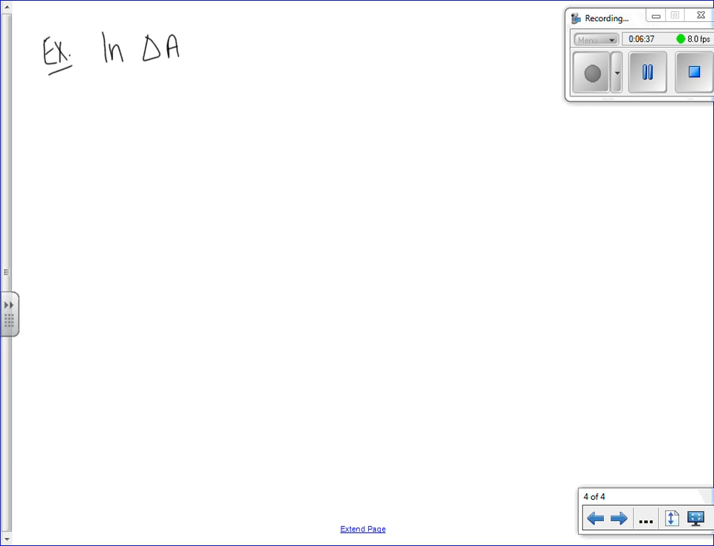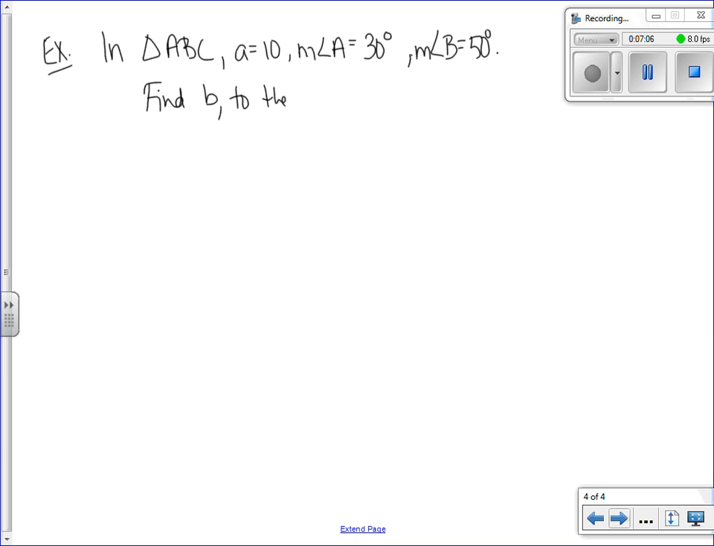In triangle ABC, we'll say a is equal to 10. The measure of angle A is equal to 30 degrees. And the measure of angle B is equal to 50 degrees. Let's find the length of side b to the nearest integer.